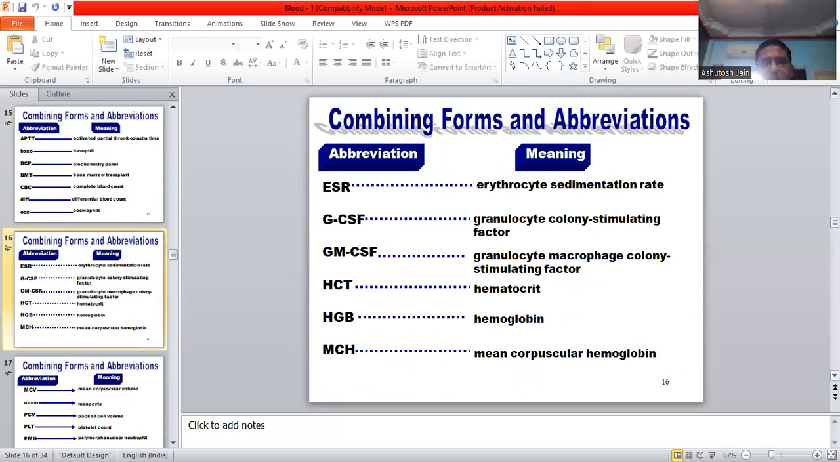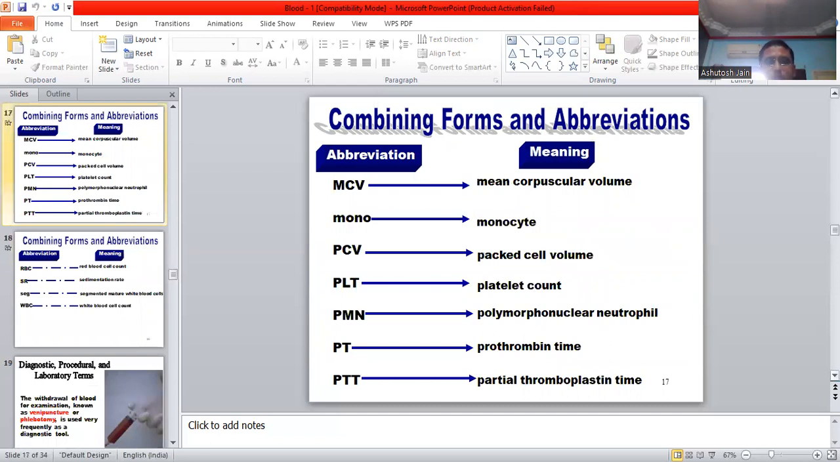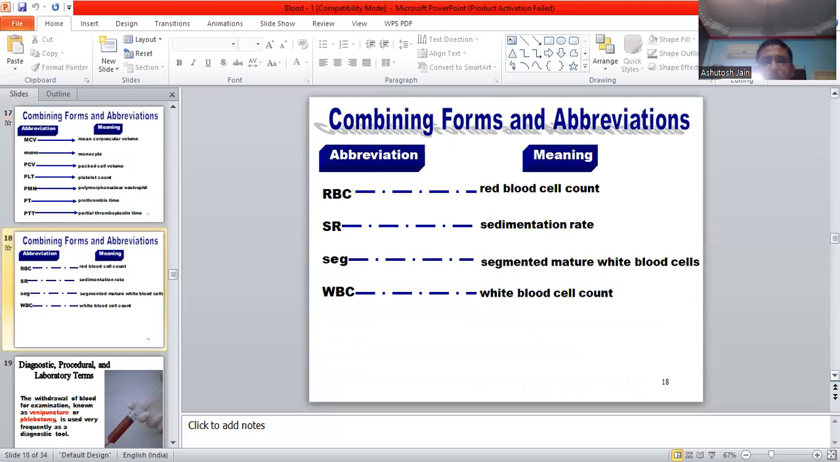rate, granulocyte colony stimulating factor, granulocyte macrophage colony stimulating factor, hematocrit, hemoglobin, mean corpuscular hemoglobin, mean corpuscular volume, monocyte, PCV, platelet count, polymorphonuclear neutrophil, prothrombin time, partial thromboplastin time, red blood cell count, sedimentation rate, segmented mature white blood cells, white blood cell count.